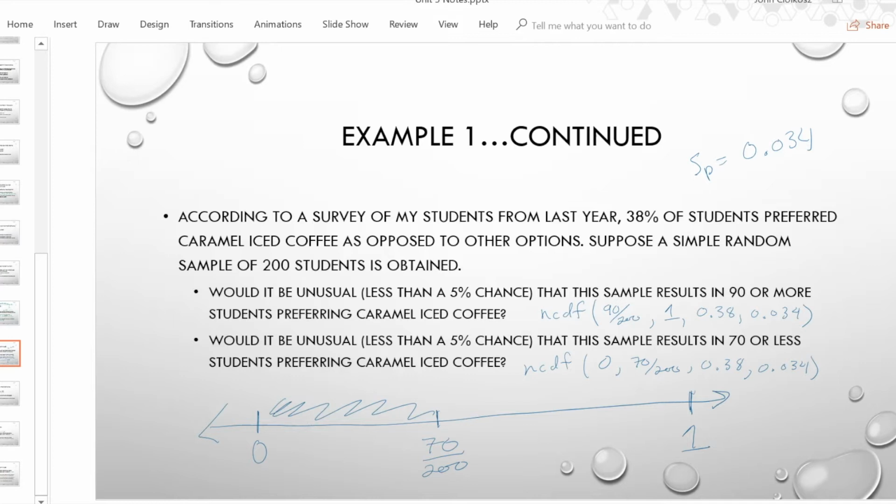And again, we type those into a calculator. GeoGebra does the exact same thing. And you could literally type these in just as I've shown here. Just do 90 divided by 200. The calculator or GeoGebra will automatically update to that value.